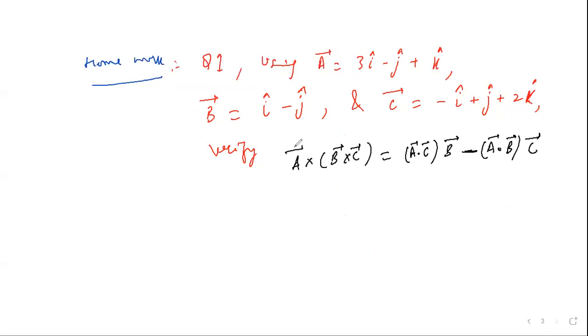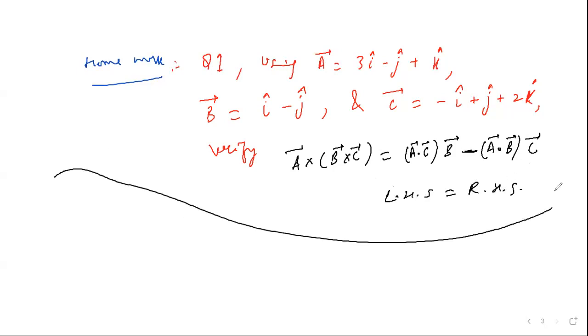So I am giving you three vectors. You have to verify this. That means first you will calculate your left hand side, then you will calculate your right hand side. They must be equal. So this is homework 1. Now we will move to the next topic.